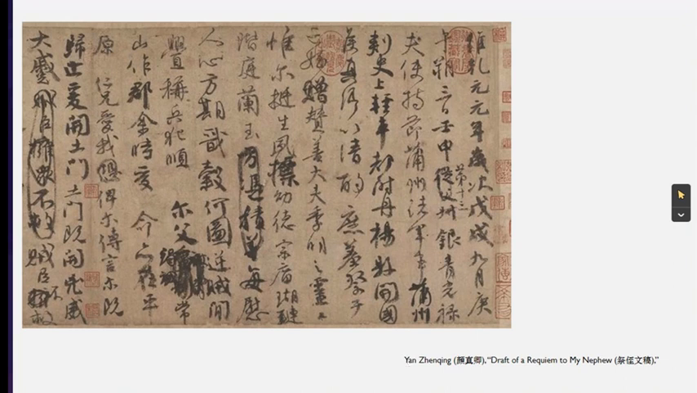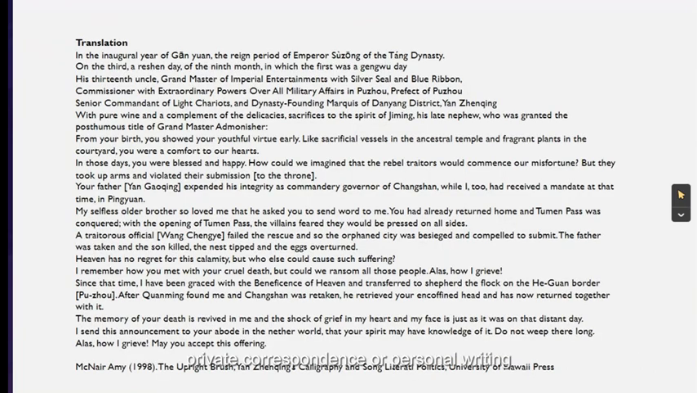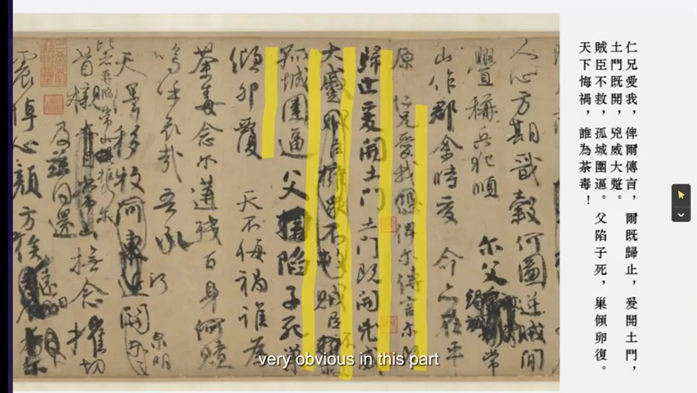The whole work is written in the so-called running or cursive style, 行书, which was commonly used for private correspondence or personal writing. This is the translation of the text, and I would like to go through a special part where the emotion is very obvious. This part.